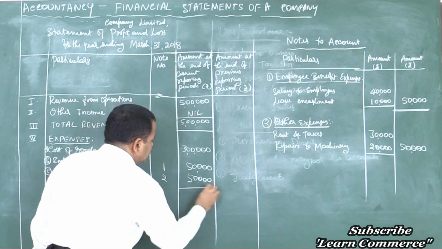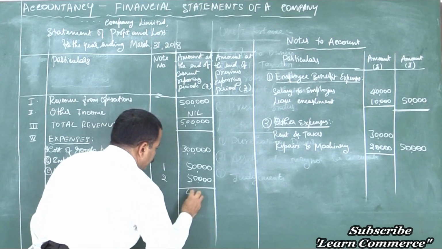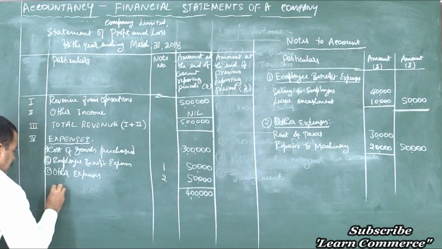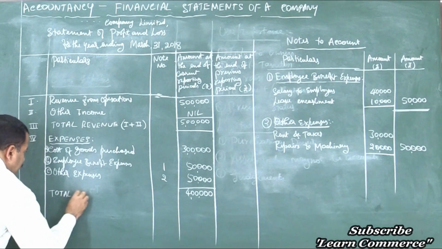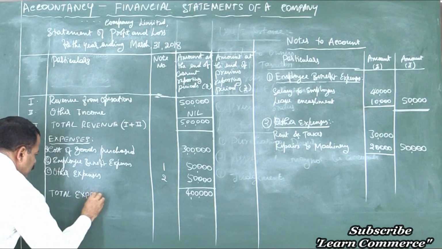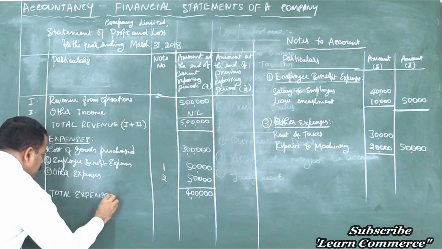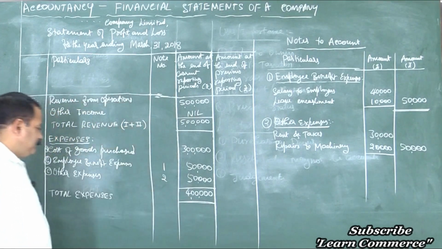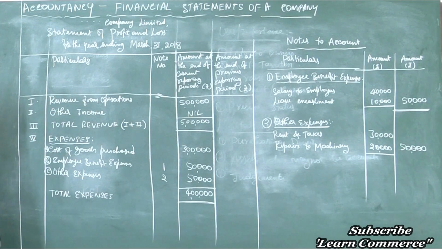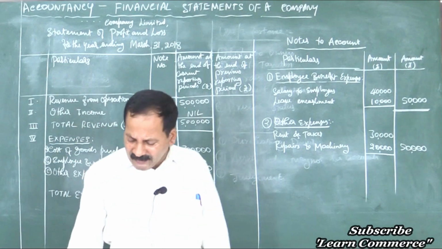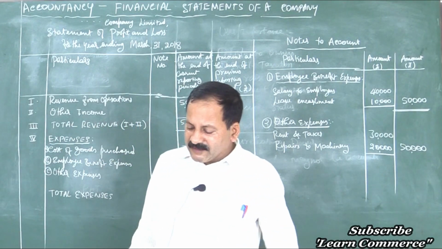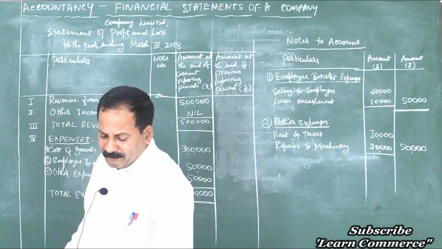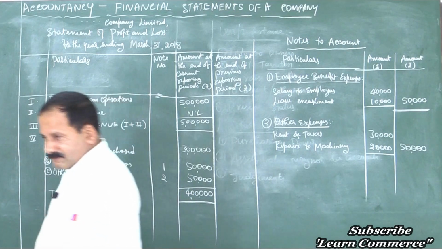Take the total of these expenses, it will be how much? 4 lakh. Total expenses, right here. Total expenses 4 lakh. Now, next item: from the total revenue you have to deduct total expenses, right? Then what you will get? You will get profit before extraordinary items and tax.